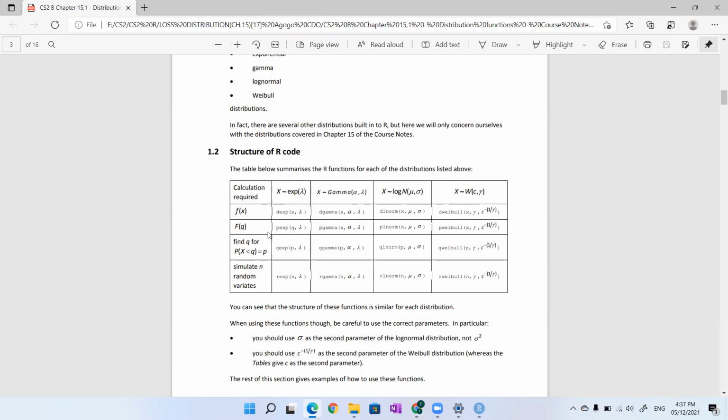First thing first, you need to remember this table: what would be the first input value, second input value. The second is always your parameter; here too, second and third are your parameters. In Weibull, the third parameter is something different. It is c raised to -1 by gamma, so you need to remember this. So first thing first, remember this table before we move on to solving your sums. I expect you all to be a bit quick with respect to this now. Since you have done CS1 and CS1R, I really expect you all to know these basic functions.